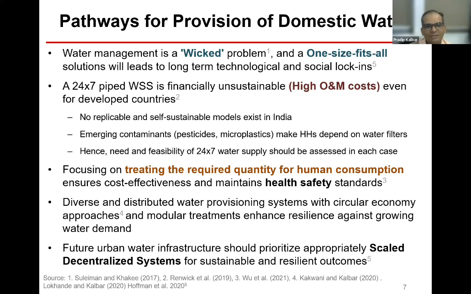Many people advise 24/7 supply as the one solution for the problems of water in India, but how it fits our situation is very difficult to understand. Even developed countries are facing issues with respect to achieving 24/7 water supply. I have not seen a replicable and self-sustainable model across India that can be replicated. There are threats of emerging contaminants like pesticides, pharmaceuticals, microplastics, and heavy metals, which will definitely make households depend on water filters. So we have to look at whether we have to treat the entire quantity of water to high-quality drinking water and pass it into the pipelines, which will again recontaminate it.